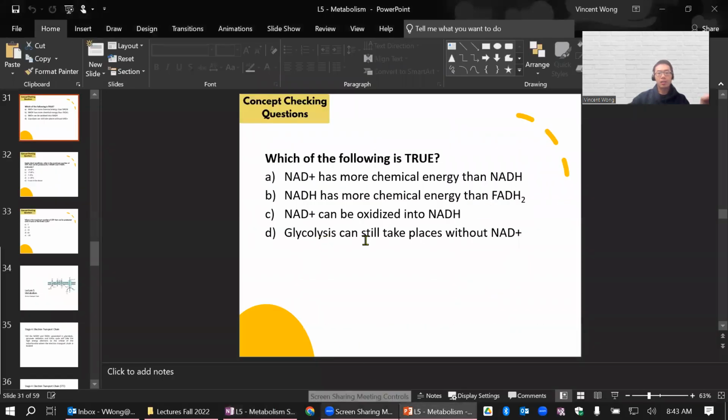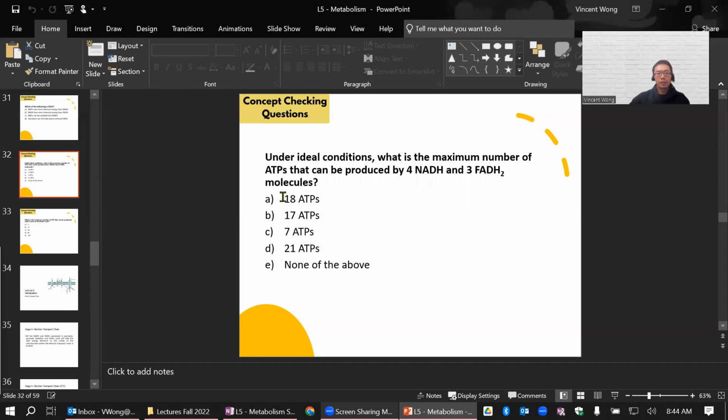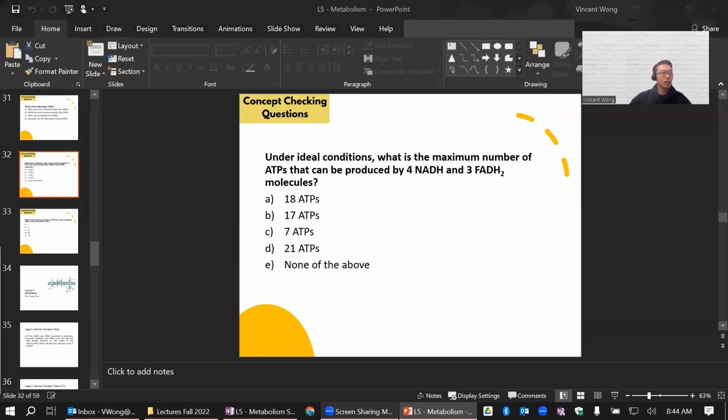And finally, glycolysis can still take place without NAD plus. Without the energy carrier, there's nothing to capture the electron, right? No one is picking up the passenger, so to speak, and everything is just going to stop. So that is not true. Okay, let's try another one here. We did this already, but let's try this again. This is different numbers, but go for it.